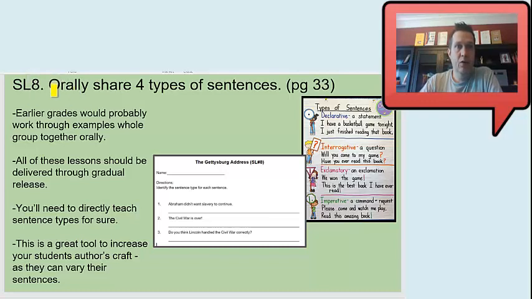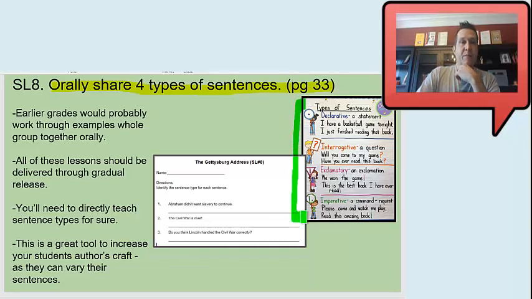All right, so SL8, on this one, we're talking about orally sharing 4 types of sentences. So in this one, we're discussing the 4 sentence types. I know that if you're a Creekview teacher, or intermediate teacher, you're probably thinking, oh, my kids know these. Yeah, they may know these, but they may not have been explicitly taught them, so it might be worth a review. Kids who are struggling definitely would need a review, so you may do it in different pockets, maybe whole group, maybe small group, or even down into individual pieces.